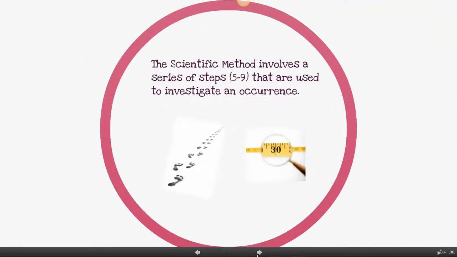The scientific method is something that scientists use in order to solve problems based on questions that they've asked about the world. It involves a series of steps, 5 to 9, that are used to investigate an occurrence, something that is happening in the world.